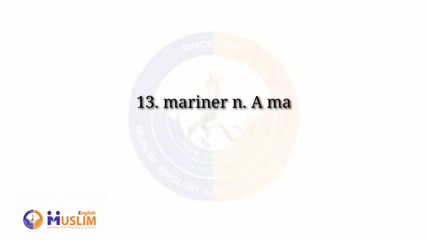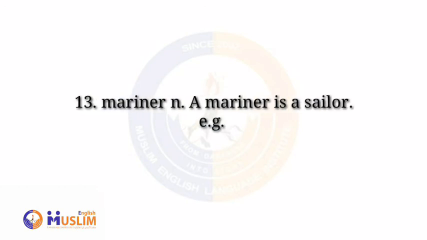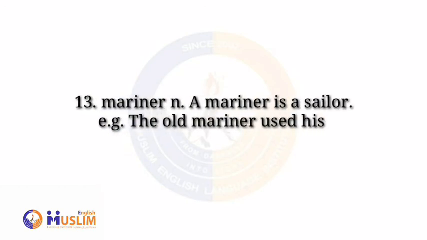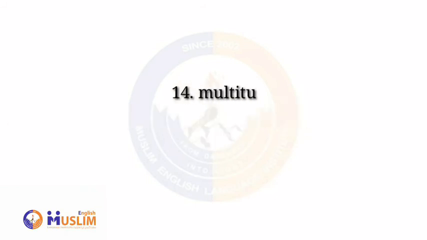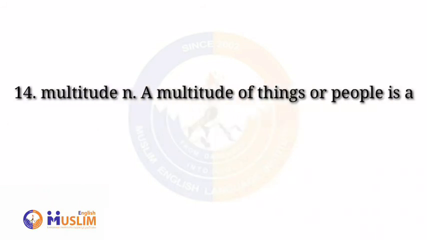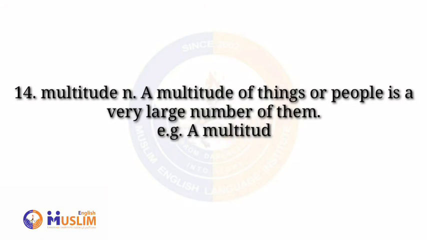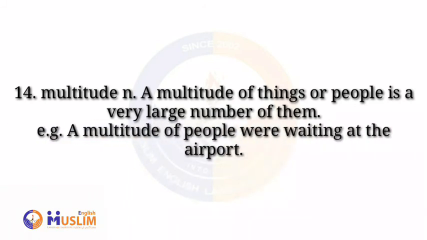Mariner. A mariner is a sailor. The old mariner used his telescope to find the shore. Multitude. A multitude of things or people is a very large number of them. A multitude of people were waiting at the airport.